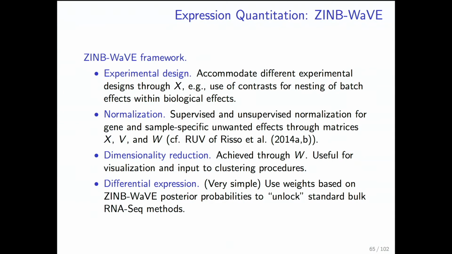And we can also do differential expression analysis, so finding genes that are differentially expressed between different cell types, in 2 different ways. The first way is very simple. We just use the zero-inflated negative binomial model to derive posterior probabilities that zeros belong to the count component. And then we use these weights in standard bulk RNA-Seq methods. So this is very simple.